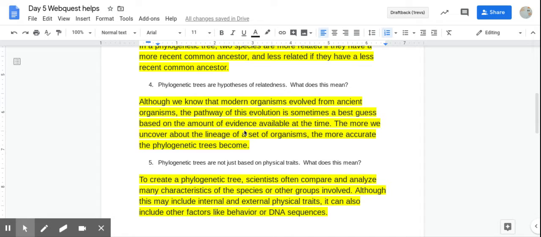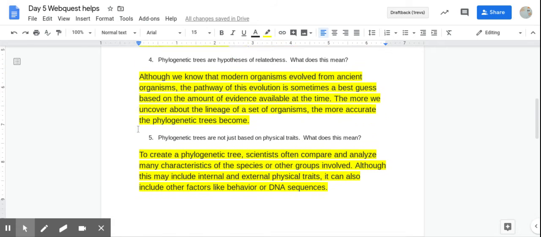It could be everything from the fossil record to what we think might be happening. And so the more we uncover about the lineage in a set of organisms, the more accurate our phylogenetic tree becomes. So as we look at records and so forth, they can build that and know what organisms are related.